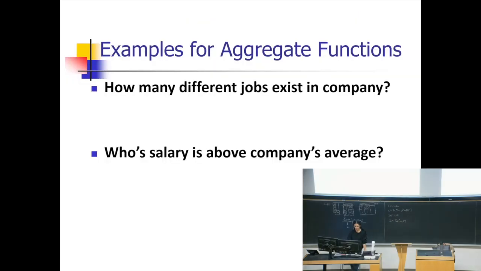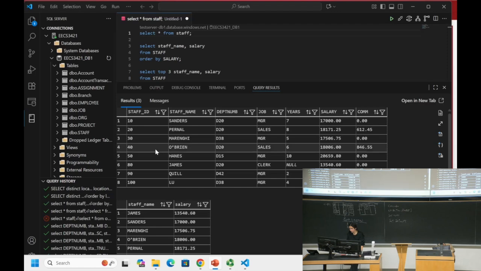This is just the same thing with the same query. We practice that later. Now, let's say we want to find how many different jobs exist in the company. If you remember the staff table, we had a column job, where we had, for example, manager, clerk, and so on. So how many distinct jobs exist in the company? We have manager, we have sales, we have clerk. So you would expect 3 jobs, right?